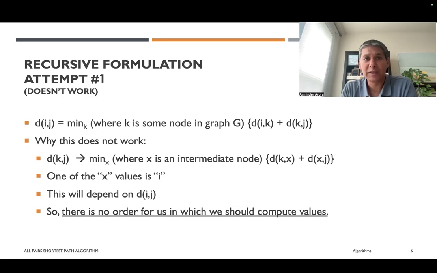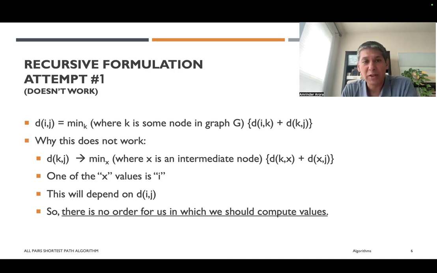So we can look at our first recursive formulation. It's fairly intuitive, even if it doesn't work. In this case, what we would say is that Dij is the minimum over either Wij, if you want to take the direct edge, or the minimum over some intermediate node K, so that you go from I to K, Dik, plus Dkj. So essentially you go from I to some intermediate node K, and then from K you go to J. Now, why does this not work?